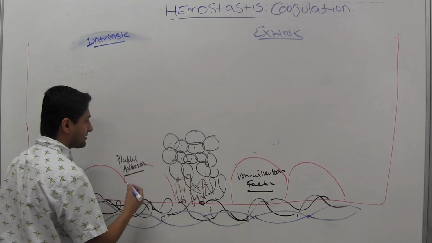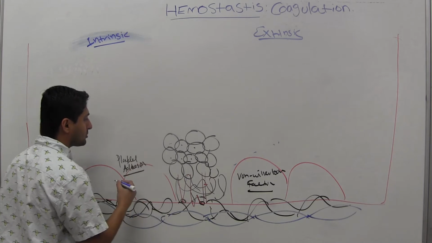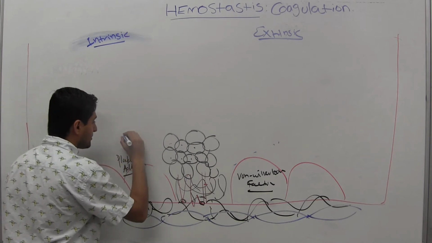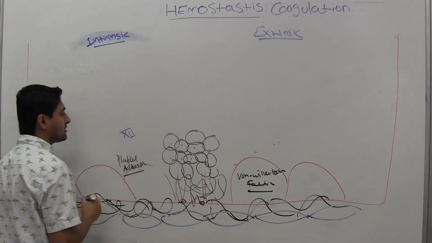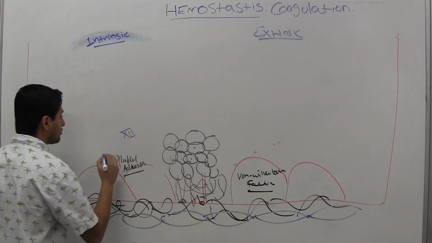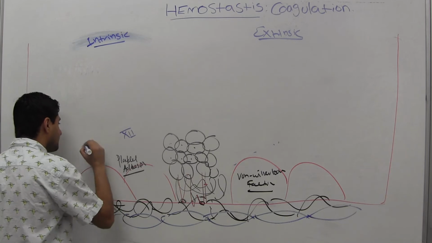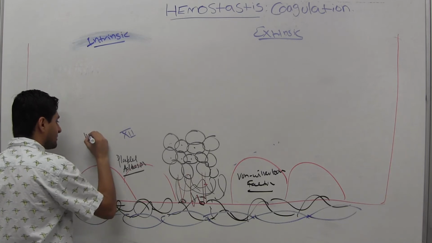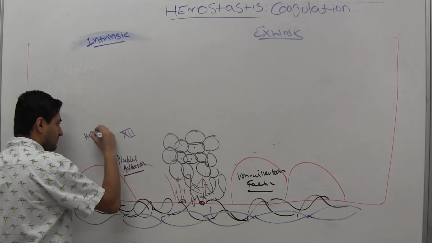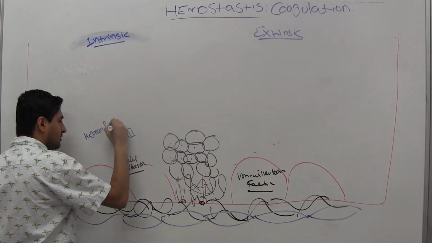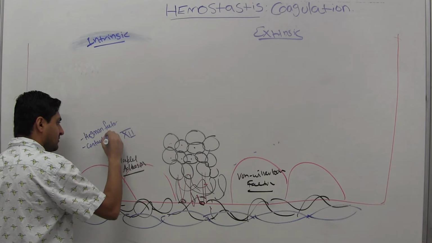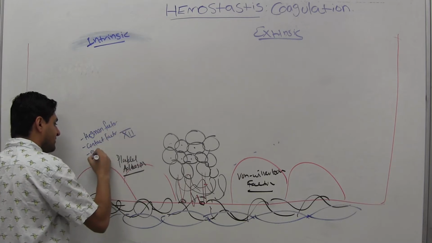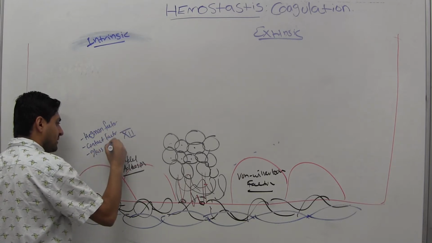And the first factor that comes in here is your factor number 12, right? Let me write this as factor number 12. And what is the name of it? You have to remember this. It's called Hageman factor. Or it's also given as the contact factor. They're also called glass factor. I don't know why.